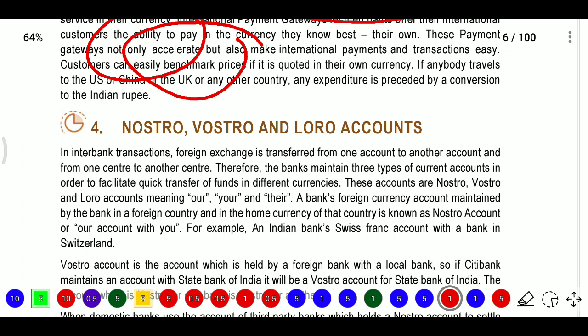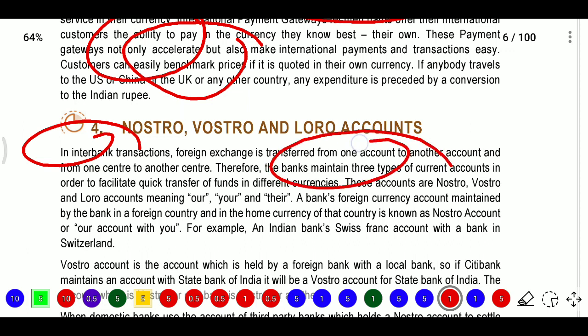Next, Nostro, Vostro or Loro account. What are Nostro, Vostro and Loro accounts? In interbank transactions, foreign exchange is transferred from one account to another account and from one center to another center. Interbank means different banks' transactions: from one bank to another bank, one account to another account, or one center to another center, we are exchanging our foreign currency. Therefore, the banks maintain three types of current accounts.